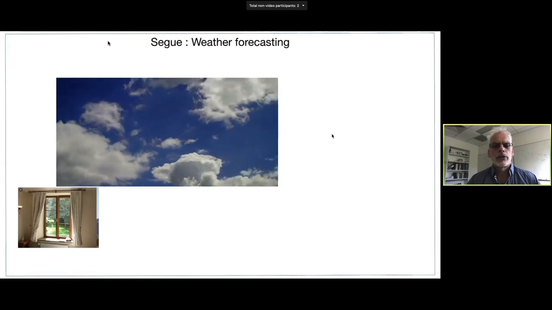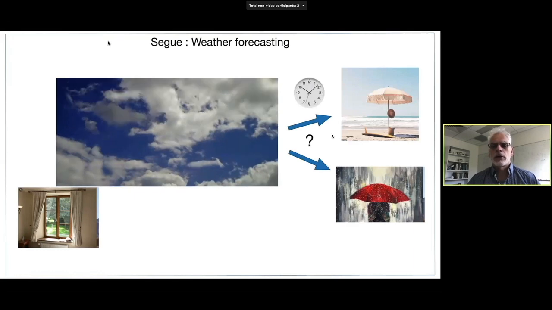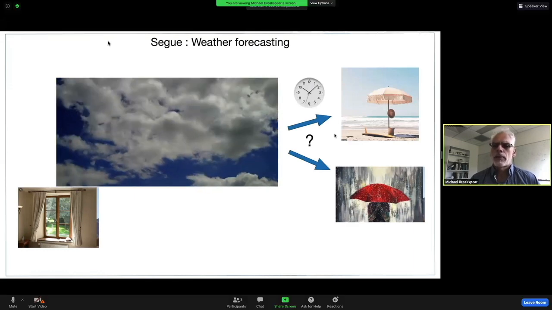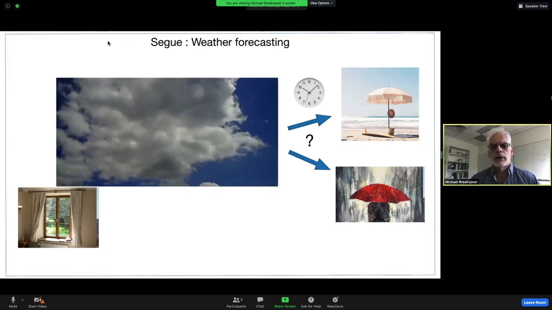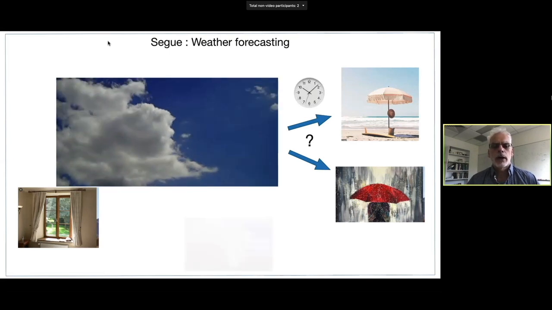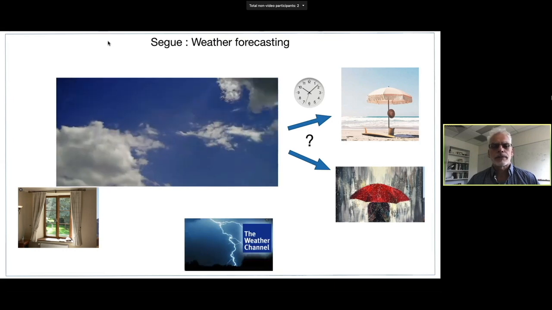Some clouds, some blue sky, and we think, well, what should I do later in the day based on these observations? Should I pack my beach umbrella and go to the beach? Or should I pack a rain umbrella in preparation for rain? So what do we do? We go to the Weather Channel. Now, what does the Weather Channel do?